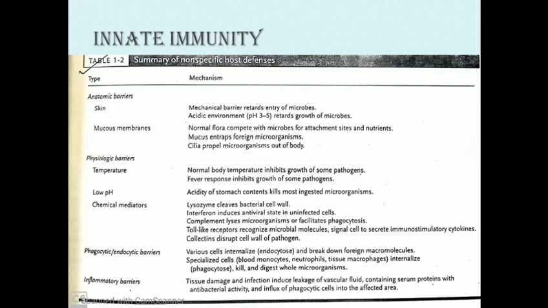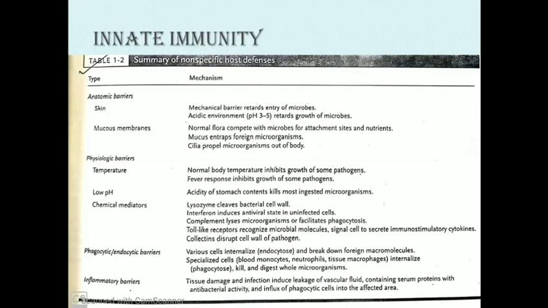Now, what is the advantage of this normal flora? Because they have already occupied a certain place, they will outcompete pathogens for attachment sites on the epithelial cell surface. And since they are already present, they gather all the nutrients, so microbes won't get any nutrients. So normal flora actually help us and compete with microbes for attachment sites and nutrients. So this is about the anatomical barrier.